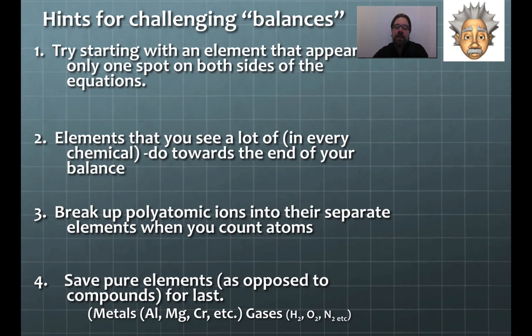Number 4, save pure elements for last. So if you see just a single element hanging out, maybe some metal atom like aluminum or magnesium or chromium, or you see a gas that's diatomic, those are usually pretty easy to hit at the very end for a final balancing effort. So maybe save those to the last.